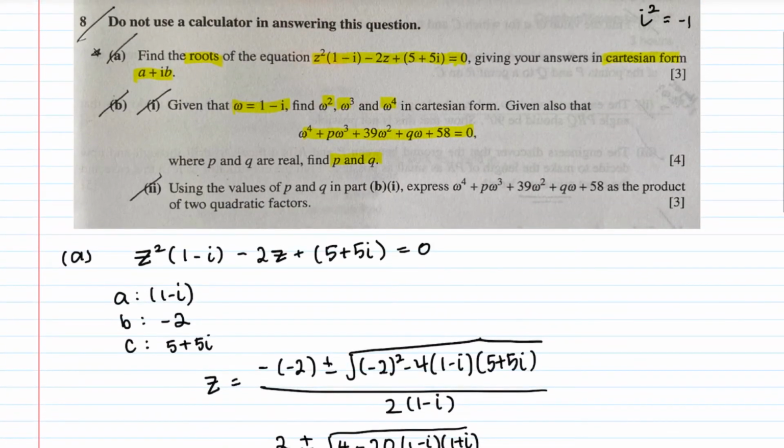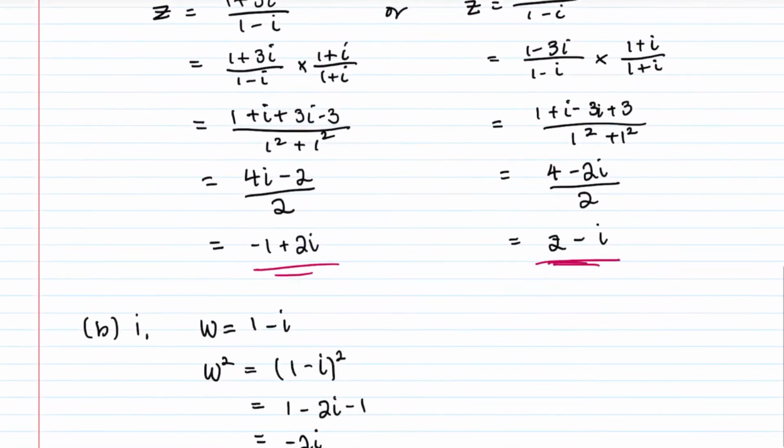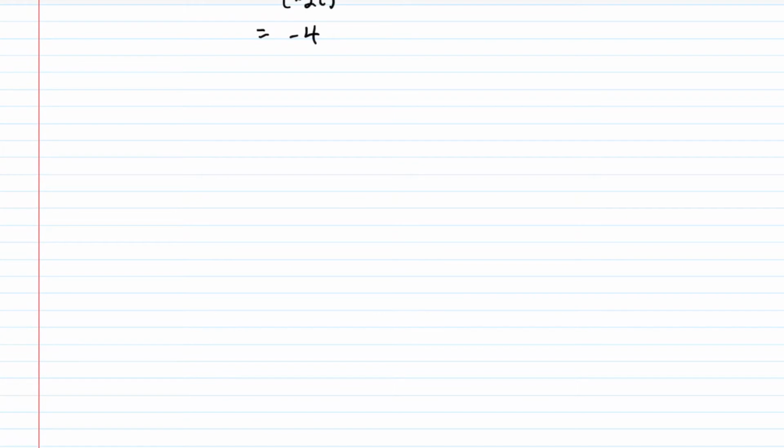Minus 4. Okay, then the next part asks you to find p and q. So the whole equation, let's just write out the whole equation. You have w to the power of 4 plus pw to the power of 3 plus 39w squared plus qw plus 58 equals 0. So this is the entire equation. What we're going to do now is simply substitute certain things into the equation.